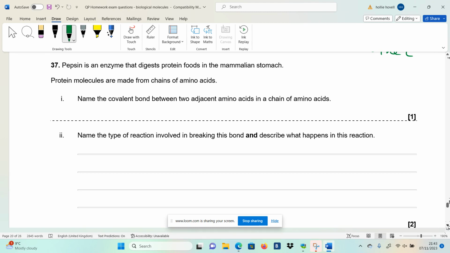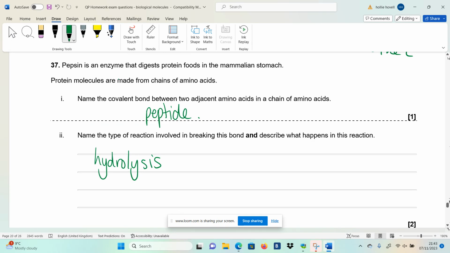37. Pepsin is an enzyme that digests protein foods in the mammalian stomach. Protein molecules are made from chains of amino acids. Name the covalent bond between amino acids in a chain of amino acids. Obviously, peptide bond. Name the type of reaction involved in breaking the bond. When you make the bond, it's condensation. When you break it, it's going to be hydrolysis. So name the type of reaction: hydrolysis reaction. And describe what happens in this reaction.